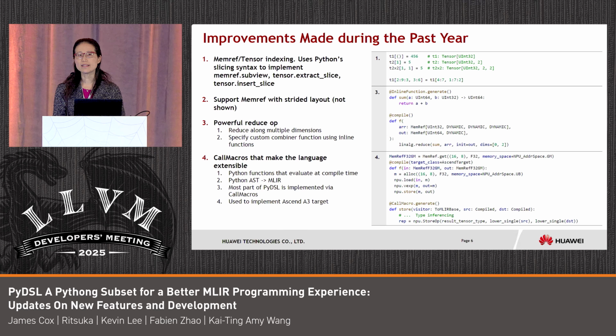Last but not least, since last year, we introduced call macros. We have used call macros extensively in our support for NPU target. So the call macro is really a macro expansion of a Python AST into MLIR, so we call that a call macro, and it's meant as an extensibility feature for PyDSL.